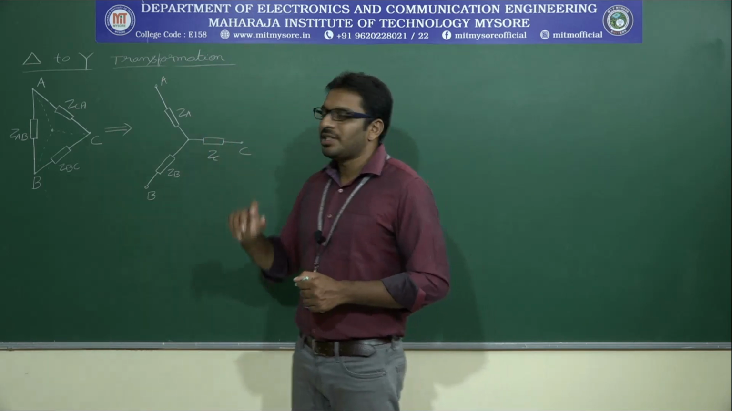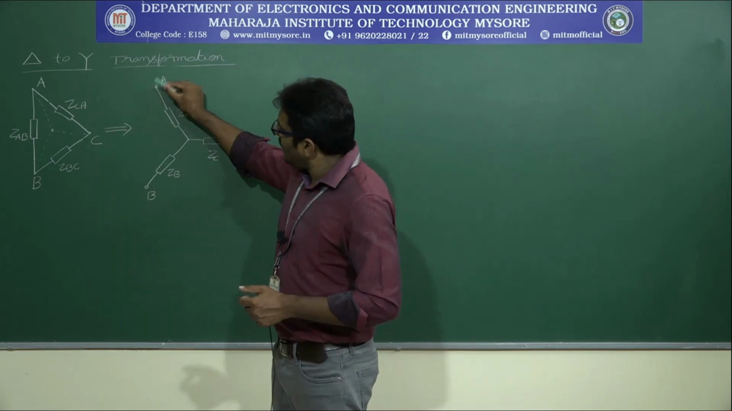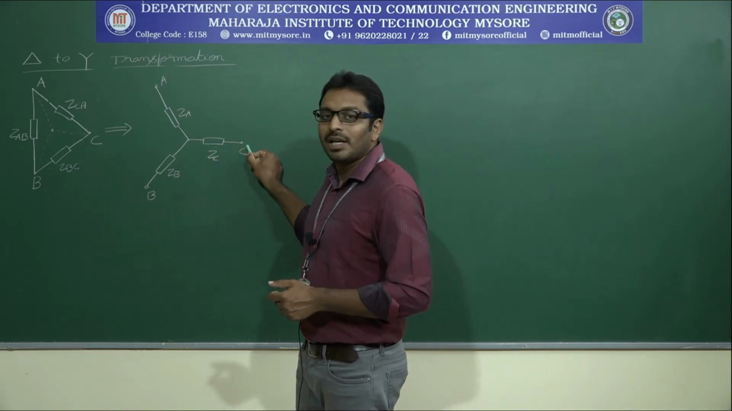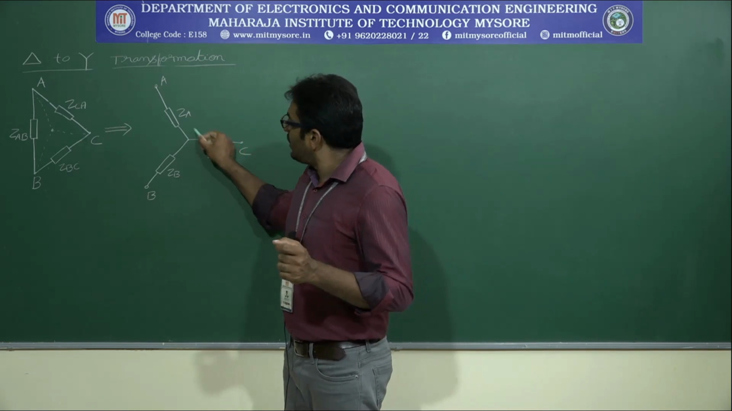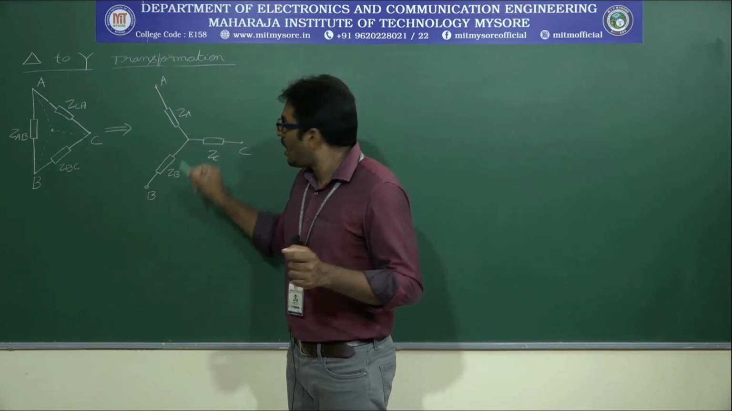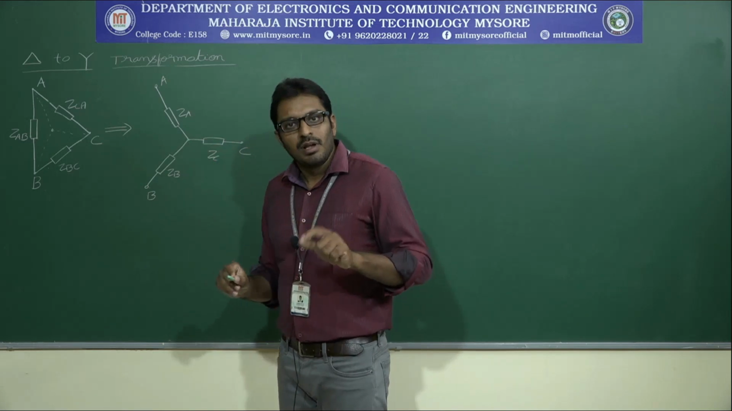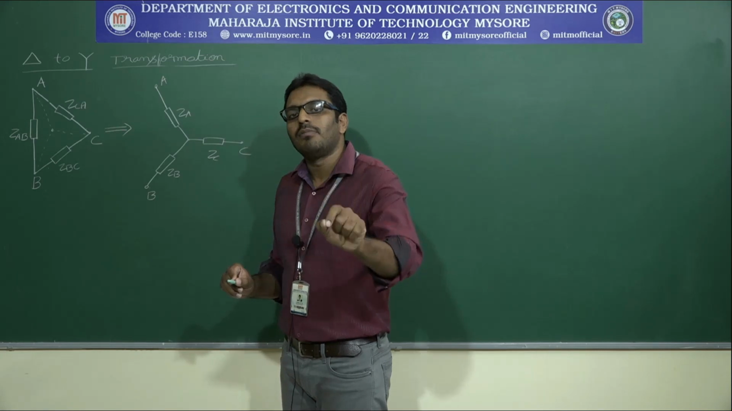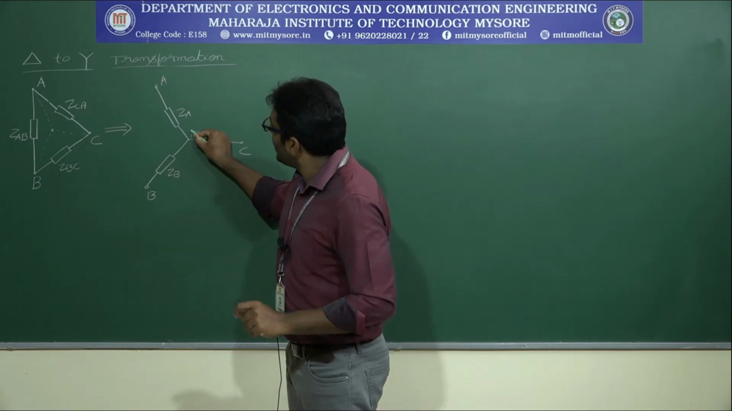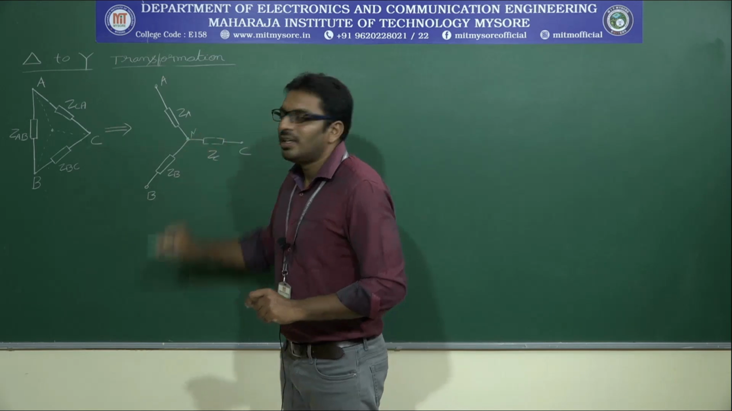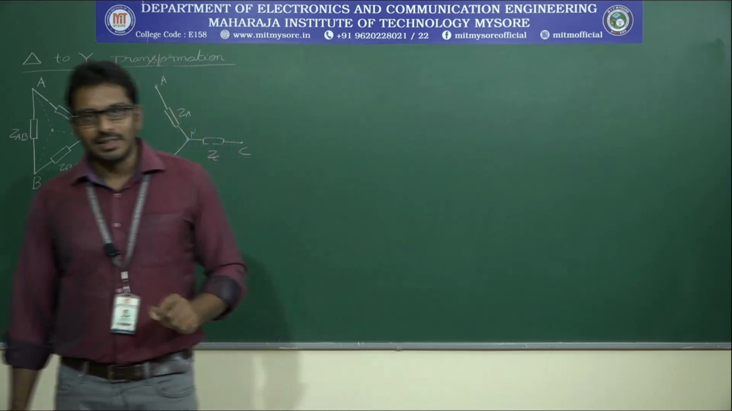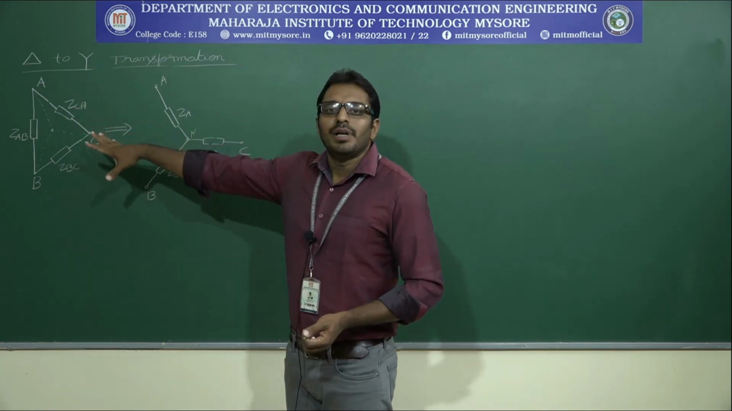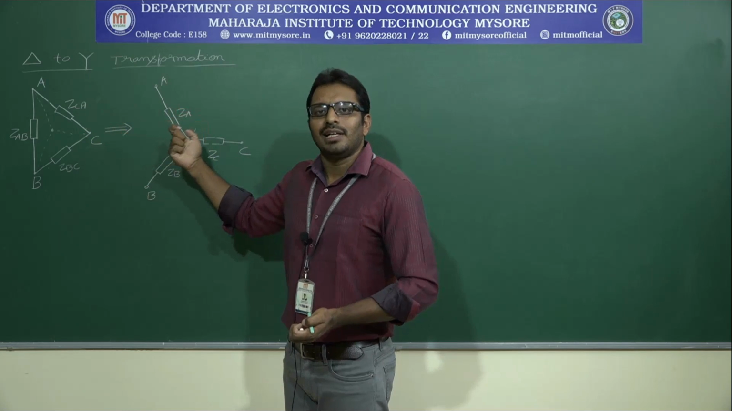Then the connection is known as delta connection. In star connection, consider this as the start terminal of ZA, and ZB start terminal, ZC start terminal. Either the end terminals of all three impedances are connected to a common point, or the start terminals of all three impedances are connected to a common point. That point is known as the neutral point. Then the connection is said to be a star connection. Is that clear?